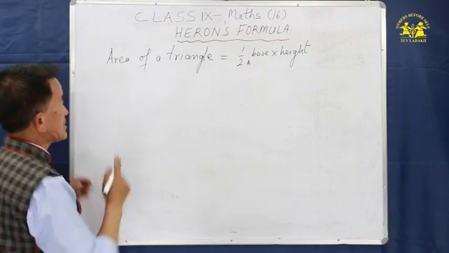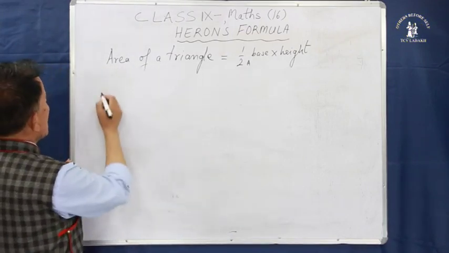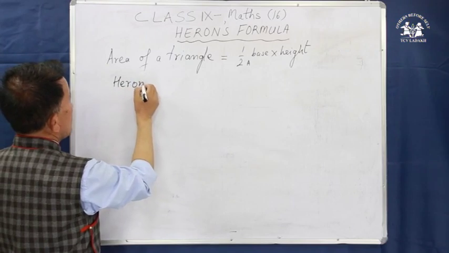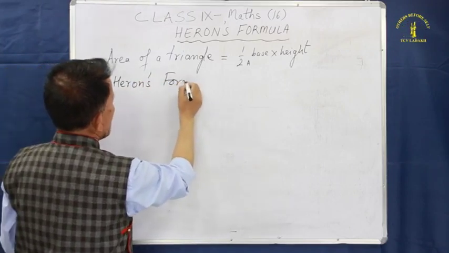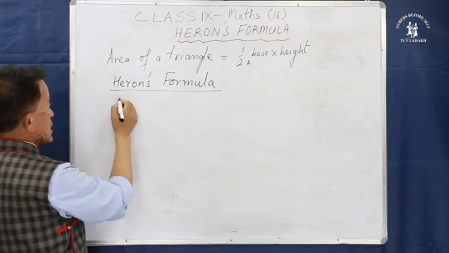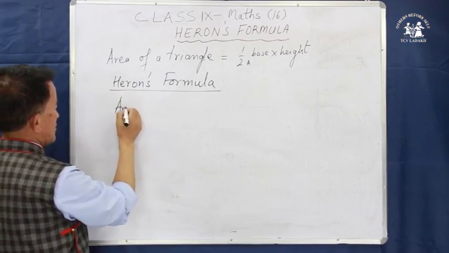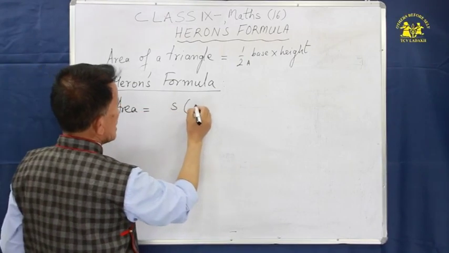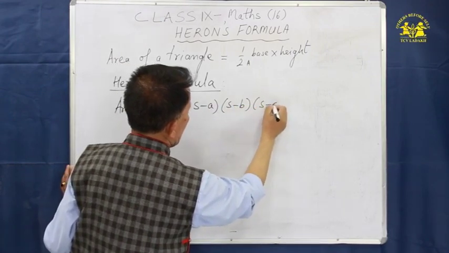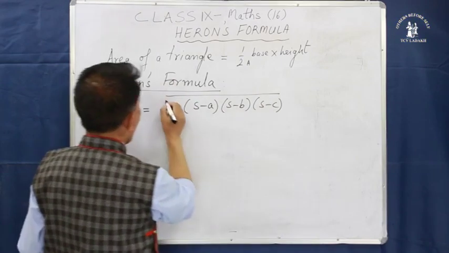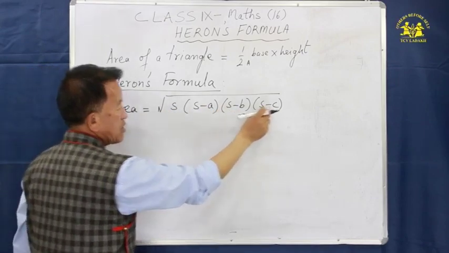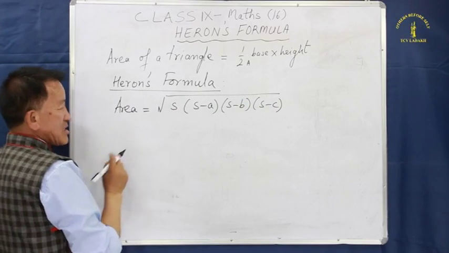Now before we take the example, let me write the formula. Heron's formula, Heron's or Hero's, the same. Heron's formula for finding the area of a triangle. So area of a triangle is equal to the square root of S into S minus A into S minus B into S minus C. Now, what are S, A, B, and what do these letters represent?